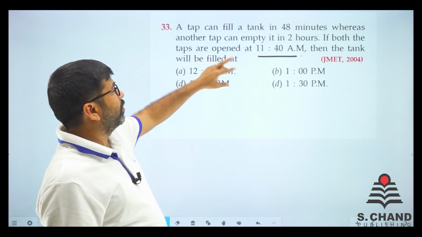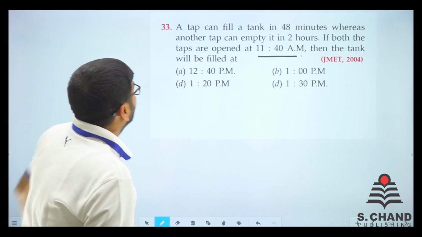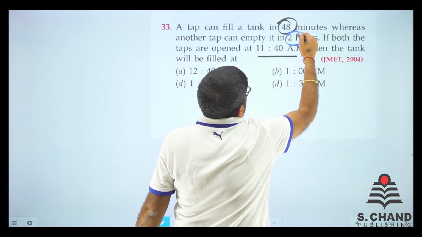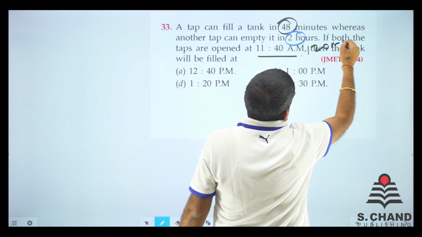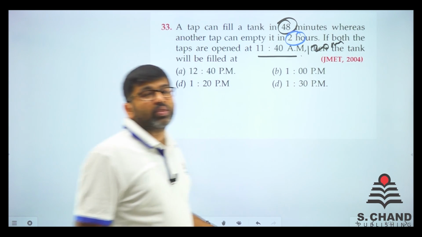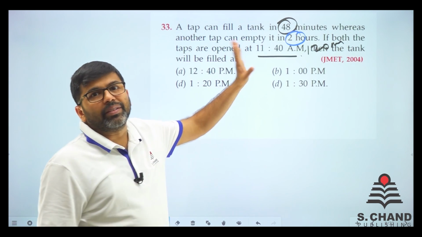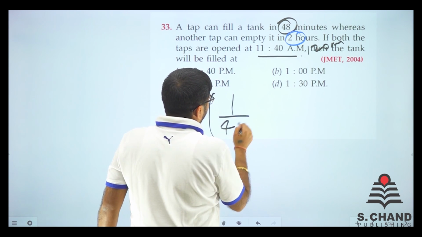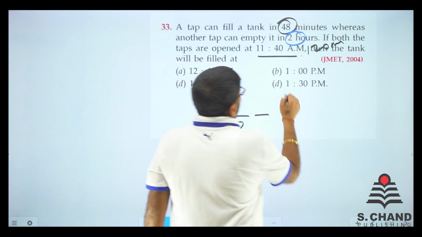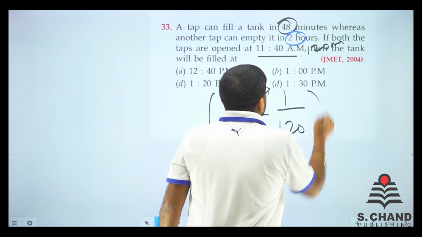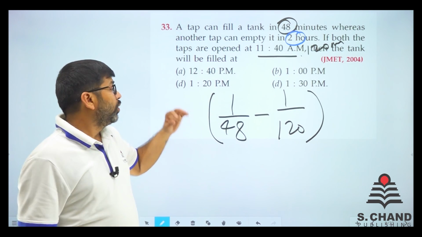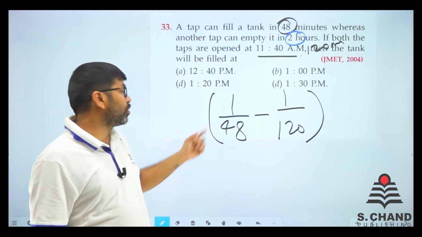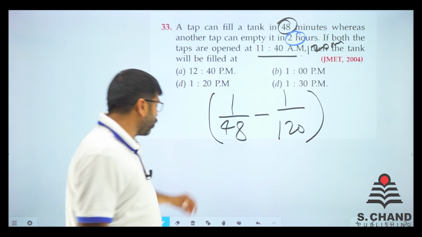So, do one thing, convert both in minutes. One will be 48 minutes and the 2 hours will be 120 minutes. I write it here only. 2 hours is 120 minutes, 48 minutes is that. So, what do we want to calculate? 1 by 48 minus 1 by 120 is the total water filled in 1 minute, because we have done it in minutes.